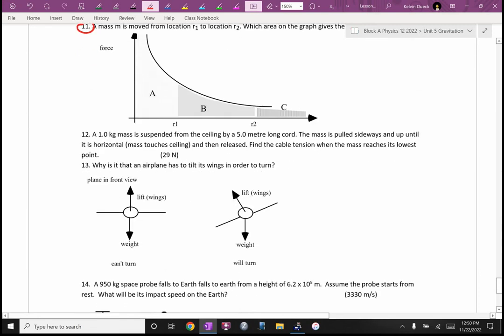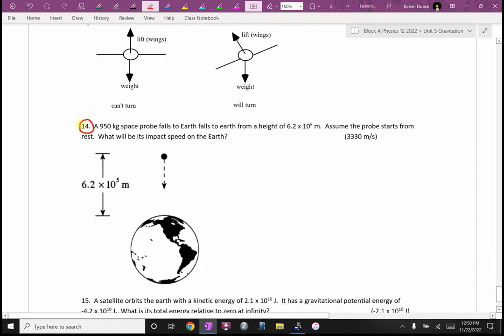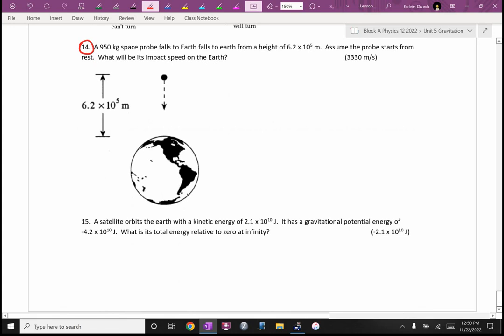Eleven is good. Fourteen is good. Fifteen is good. What's number 15 asking me to find? Total energy is adding up the kinetic and the potential.